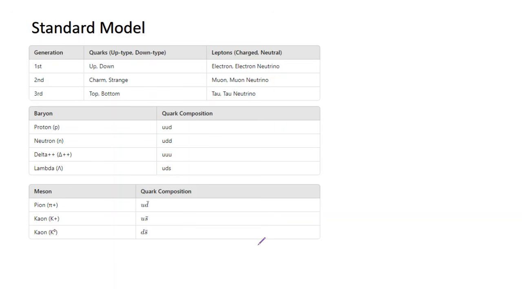So I made this table so you have a very clear understanding of the generations in which they belong. Up and down belong in the first generation of quarks, charm and strange belong in the second generation of quarks, top and bottom belong in the third generation. Same goes with leptons. Now, when it comes to quarks, they generally exist in groups of either baryons or mesons. So you have to remember the quark structure of baryons and mesons. Baryons consist of 3 quarks or 3 antiquarks, and mesons consist of a quark and an antiquark.